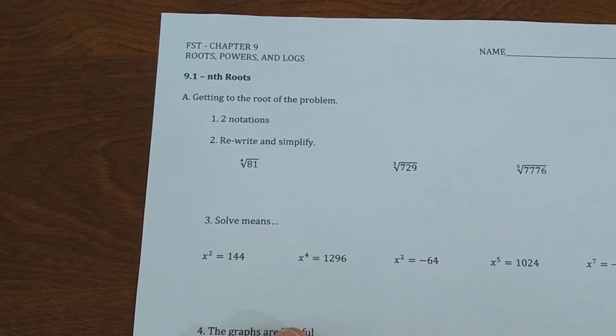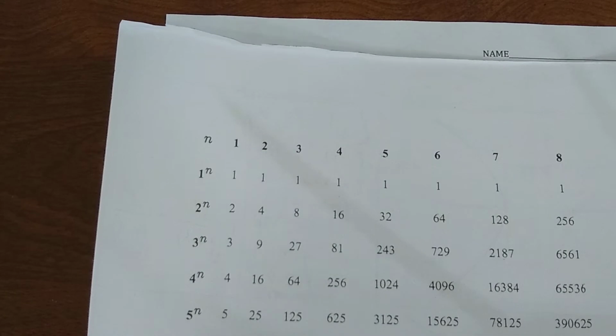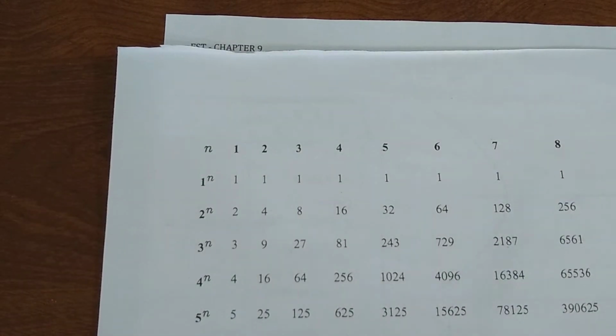So print this off. I also posted on there this right here, which is a power and root paper. This will be really helpful. It'll actually make things go quicker than using a calculator, so I'll be using this quite a bit.